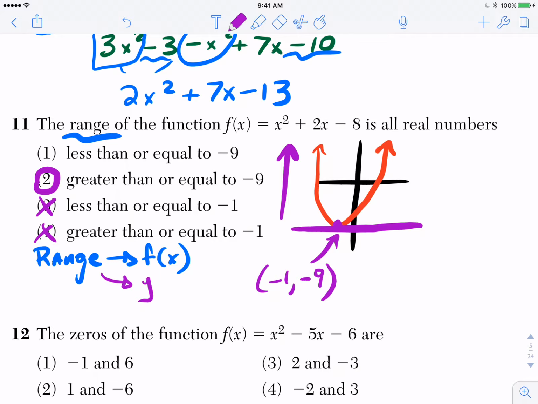Another way you can answer this without even considering the graph, just by simply observing the table, maybe scanning up and down a little bit and noticing that -9 was the lowest you got, meaning that the y values are all greater than or equal to that.